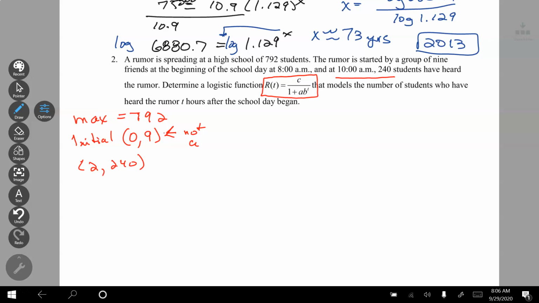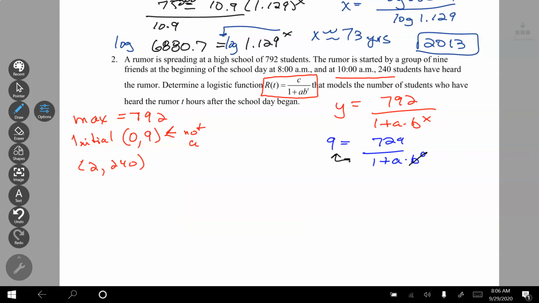So since 792 is the max, I know y equals 792 over 1 plus a times b to the x, or to the t. Again, 0, 9 is not the a value. I have to figure out the a value by doing this. 9 equals 792 over 1 plus a times b to the 0, and I chose this point because b to the 0 is just 1.